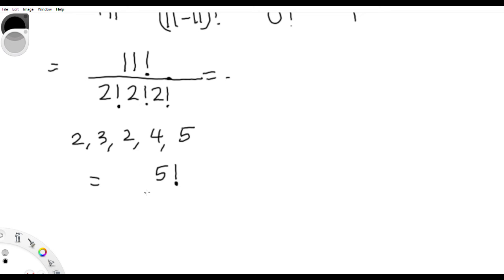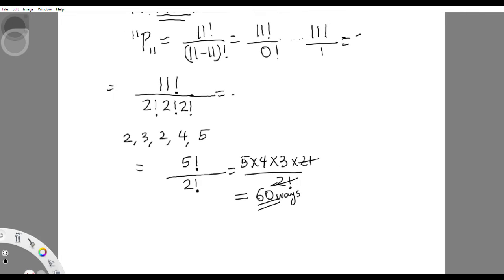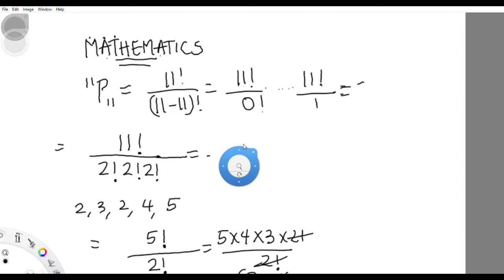That's 5 factorial all over. This appears twice, so 2 factorial, and that's 5 times 4 times 3 times 2 factorial all over 2 factorial, and that is what? 5 times 4, 20 times 3, 60 ways. You can rearrange everything you have here in 60 ways. Okay, I believe we understand that. I want to believe we understand that.